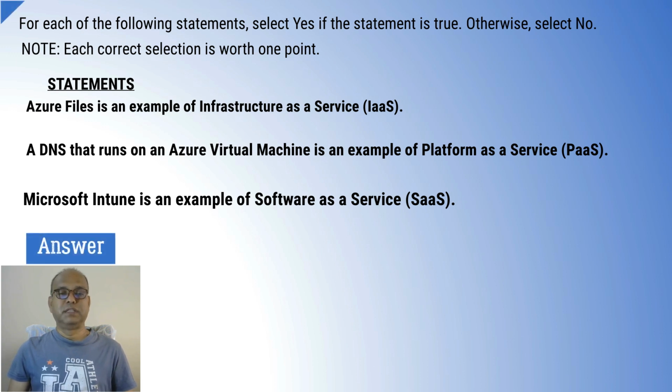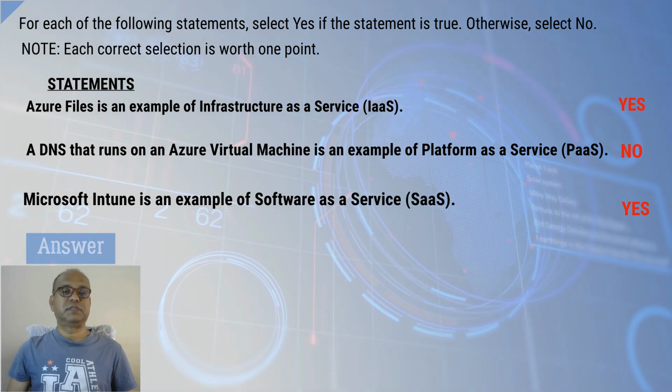Answer: in statement 1, Azure Files is a storage service and runs on the infrastructure as a service (IaaS) cloud model. Therefore, this statement is true. In statement 2, a DNS runs on Azure virtual machines, and Azure virtual machines are created on the infrastructure as a service cloud model. So, this statement is false. In statement 3, obviously Microsoft Intune is a software as a service (SaaS) based service. So, this statement is true.